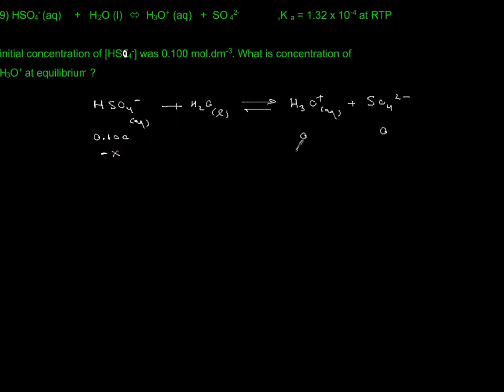Minus X mole is being removed, so this is your I, this is your C. X moles of hydronium and X moles of sulfate come to life. There is equilibrium, 0.100 minus X, X and X. Now they ask, what is the concentration of hydronium, which is one of the X's? So we are solving for X.